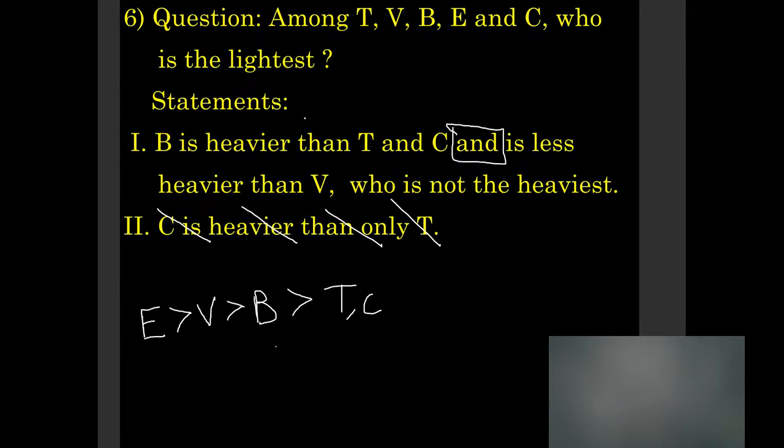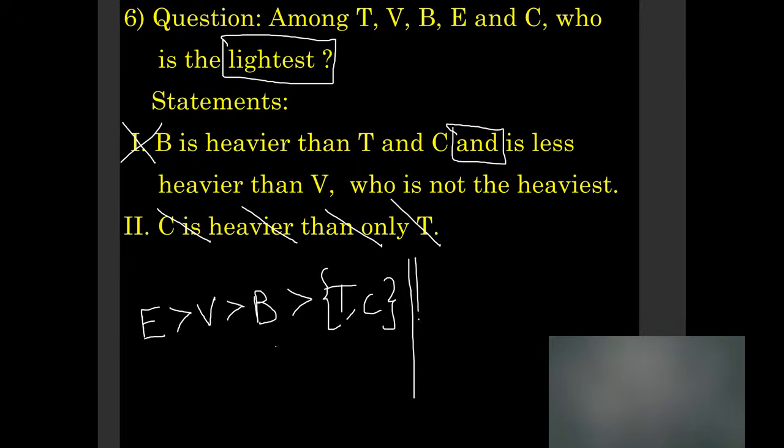But the question for this one is who is the lightest? Lightest means if you take in descending order the last person. But here the last person is not clear. It can be T or C. So one alone we cannot get the answer, because from one alone we cannot say who is the lightest, as we have two people, T and C.